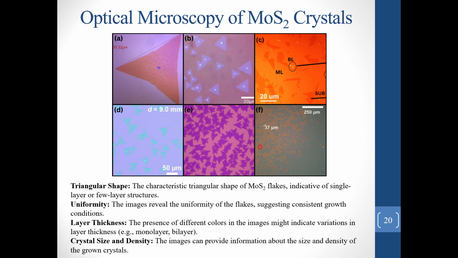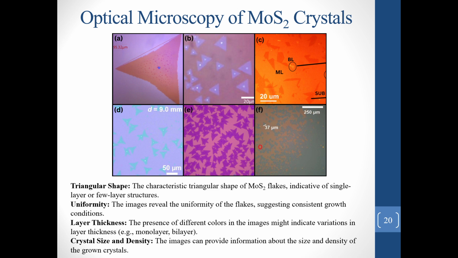These are all optical microscope images of MoS2 crystals from different research articles, and in all of them, MoS2 can be formed by the CVD technique using a MoO3 precursor. These are the flakes of MoS2 formed, and the optical images show the triangular shape of MoS2, which basically indicates a single layer or few layer structure.